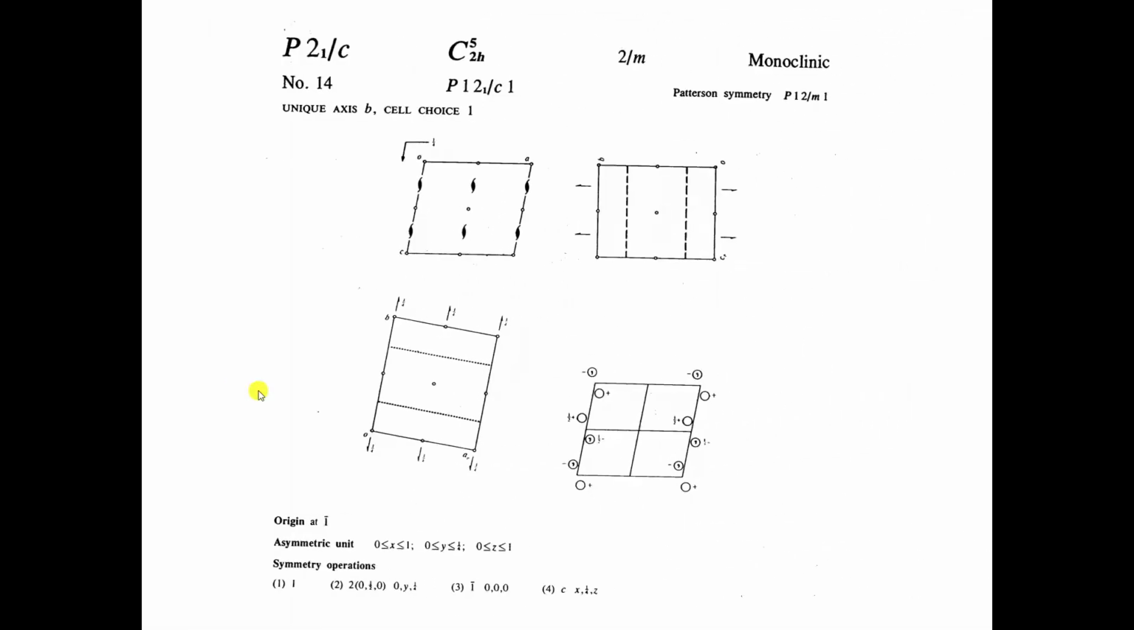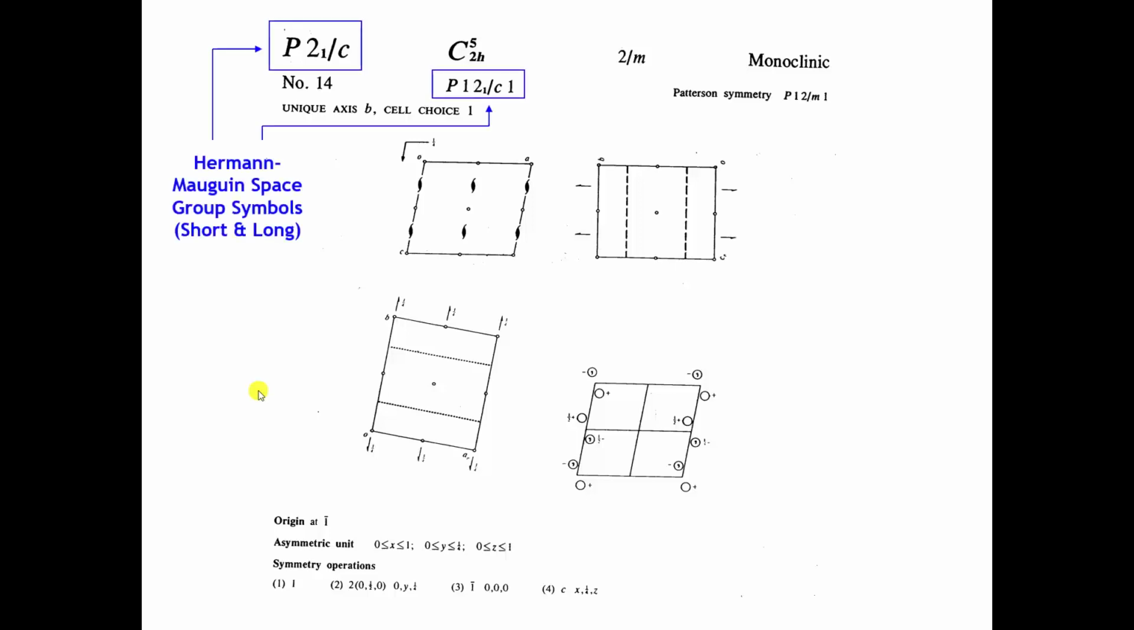Okay, so this would be the left-hand page, which I'm calling page 1. And so let's first of all take a look at what the information at the top of this page tells us. So the first thing that we find is the name of the space group.